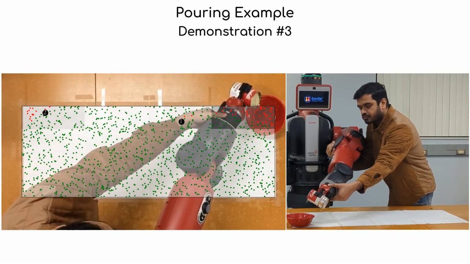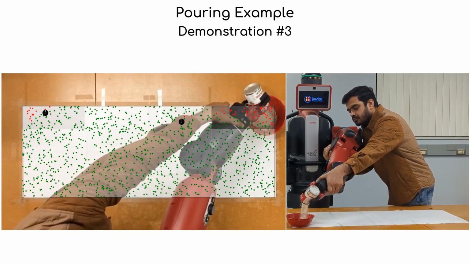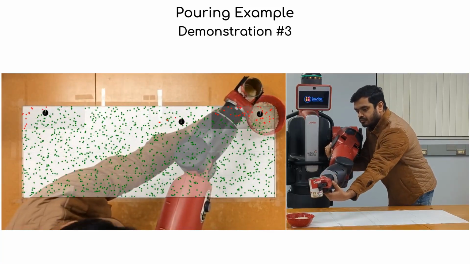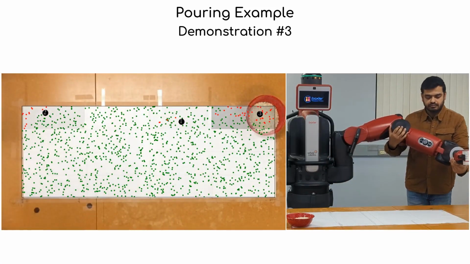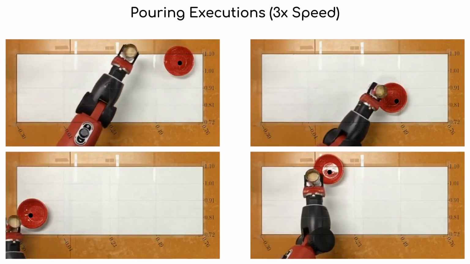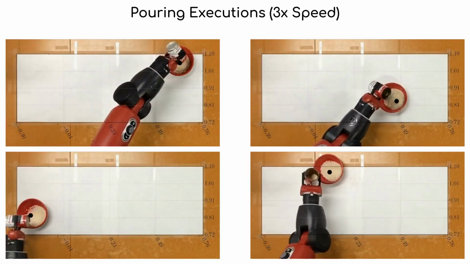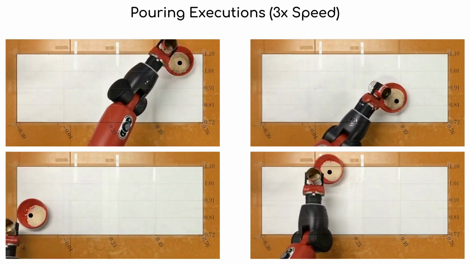At this point, we stop collecting further demonstrations as the robot has achieved a prescribed success rate of 95% in its work area. Using these three demonstrations, the robot can now successfully perform arbitrary pouring tasks in its work area with high confidence. We are showing 4 such pouring task executions.